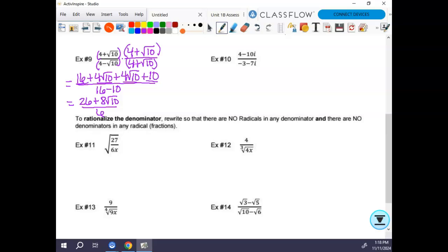Now what I really should do to do this correctly is to factor out a GCF in the numerator. You don't have to, as long as you don't make up math. I have 2 terms in the numerator. If I'm going to reduce this fraction, I can't just reduce the 26 and the 6. All 3 of these numbers would have to be divisible by the same number. So what are all 3 of those divisible by? 2. So if I divide them all by 2, that's going to give me 13 plus 4 square roots of 10 over 3.